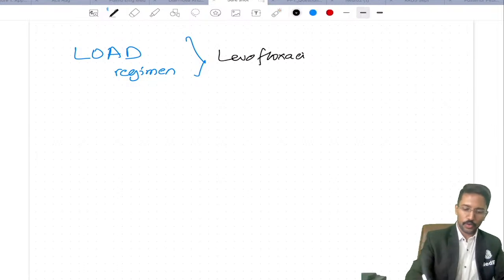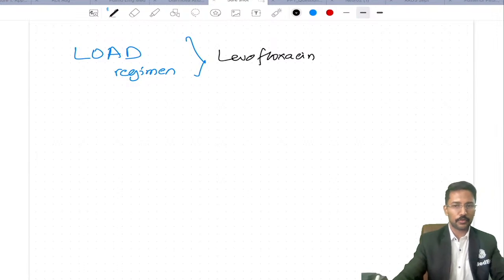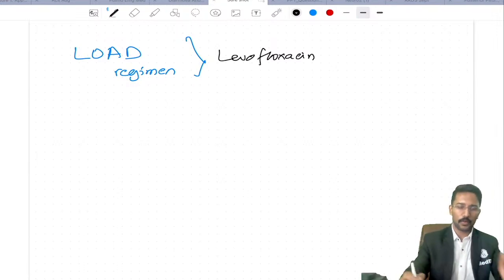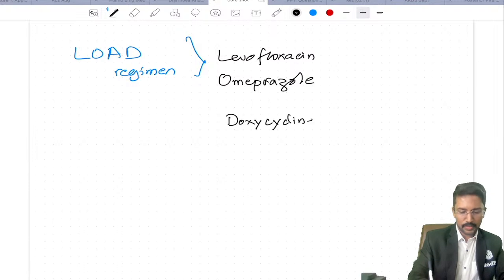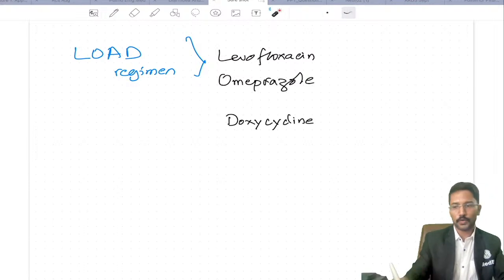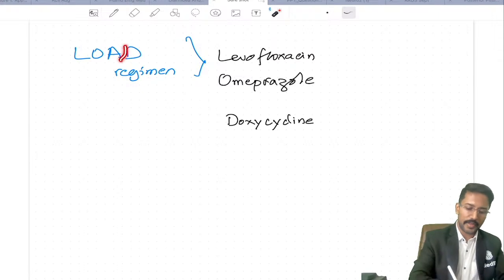Okay, so in the LOAD regimen, the first component is levofloxacin, which can be considered as an alternative to OBMT, but mostly we follow OBMT. Okay, second one is omeprazole. Okay, the fourth one is doxycycline. There was an MCQ in INI asking which of the following is not a component of the LOAD regimen. What does A stand for?